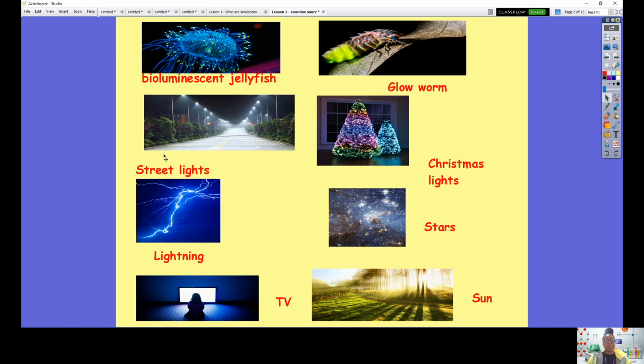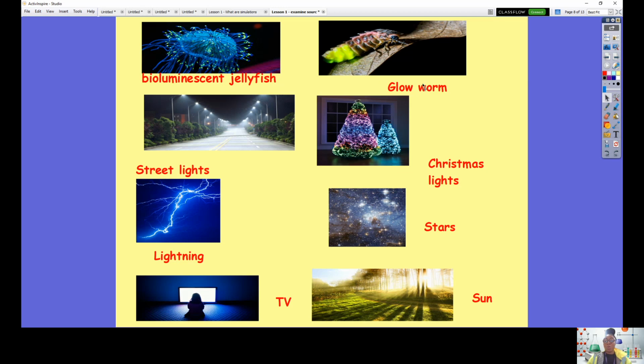Street lights. Are street lights a natural source or a man-made source? Lightning. Is lightning a natural light source or a man-made light source? A television or TV. Is that a man-made source or a natural source?